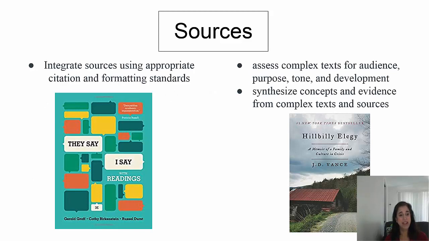When I say open book, the two main sources have come from our class textbooks. They Say, I Say. The student learning outcome integrates sources using appropriate citation and formatting standards. That is basically They Say, I Say, chapters 2 and 3. Go back, mark those pages up, chapters 2 and 3, and it will help you meet that SLO. The other SLO assesses complex text for audience, purpose, tone, and development. We've been doing that all semester with Hillbilly Elegy. And on the test, you'll be asked to synthesize concepts and evidence from complex text and sources. Once again, you're synthesizing concepts from Hillbilly Elegy and using evidence from that textbook.